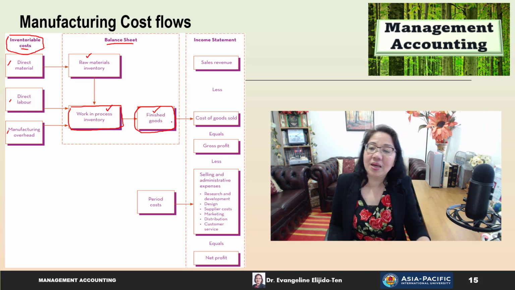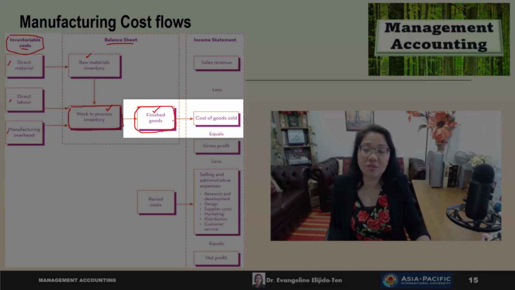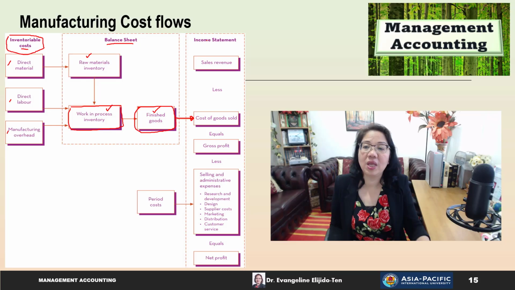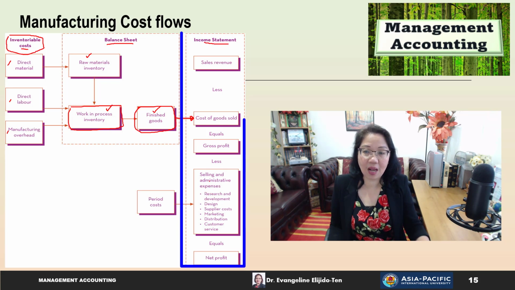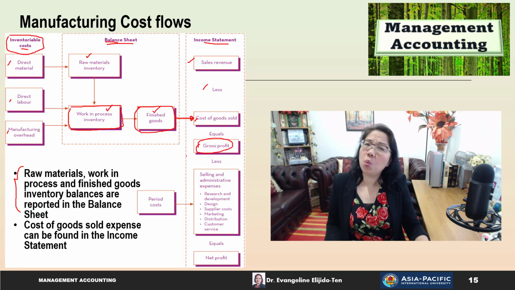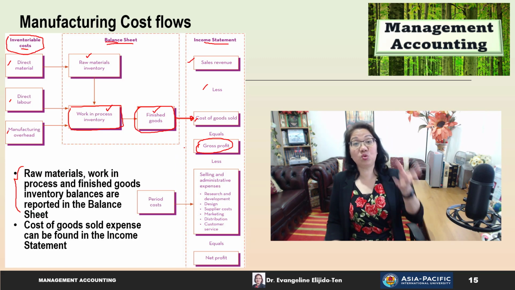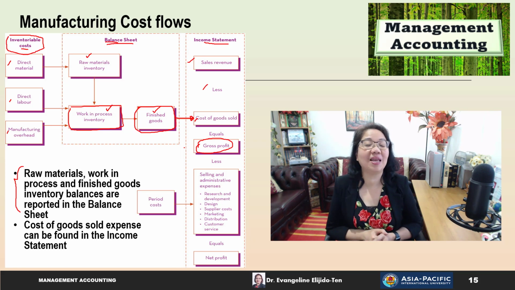All right. Now, once goods are sold, they will actually be transferred to an account called cost of goods sold. And so it will be shown in the income statement. All right. And so, of course, sales minus the cost of goods sold will be equal to your gross profit.